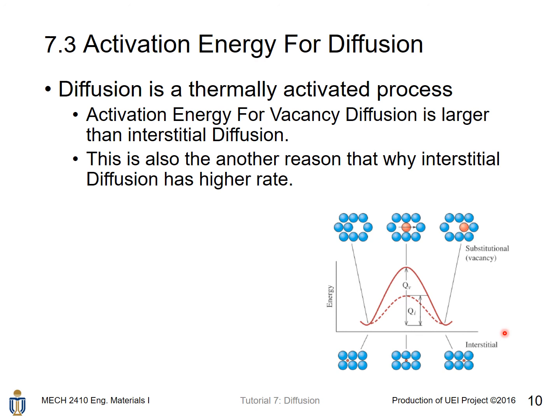And obviously, a reaction having a higher activation energy is much more difficult than one with lower activation energy. A reaction having lower activation energy will have a higher rate than a reaction having a higher activation energy at the same energy level. This is also the other reason why interstitial diffusion has a higher rate.